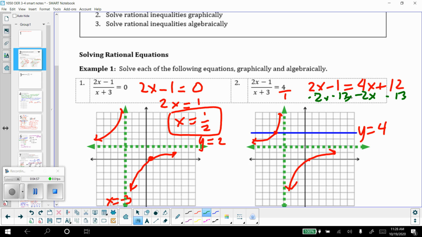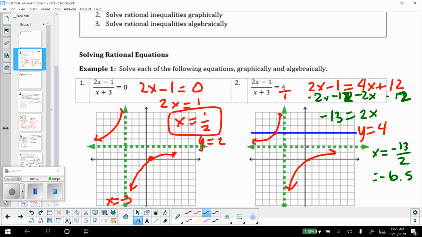This isn't writing as easily as it does when I write on my smartboard, but okay. So that gives us 2x equals, so we had a -1 and we subtracted, why did I write a 13? It should be a 12. That's because it's going to add up to -13. So -1 and -12 is -13. So, dividing both sides by 2, we have x = -13/2, or -6.5.